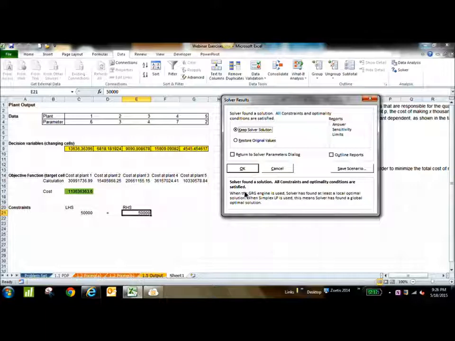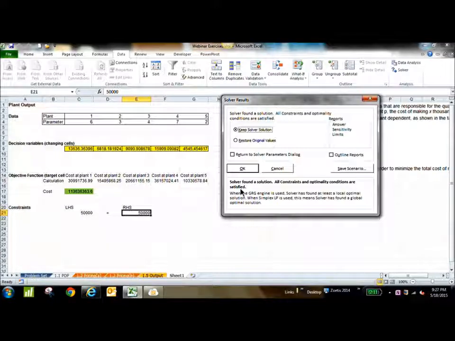It says, Solver found a solution. All constraints and optimality conditions are satisfied. If I get a different answer than that, then I know there is a problem with my Solver setup.